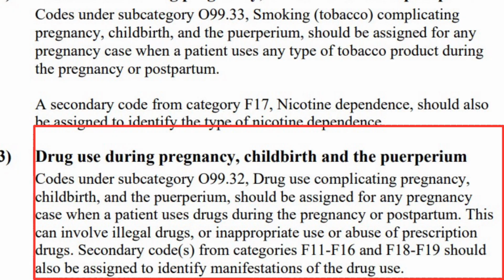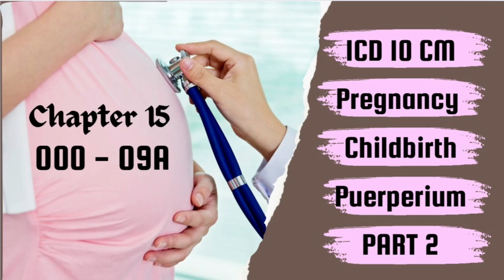The secondary diagnosis will be from the F11 to F16 series and F18 to F19 to identify the manifestation of the drug use. So this is simple. There are only 3 diagnoses: O99.31 for alcohol use during pregnancy, childbirth, puerperium. For the drug use, it is O99.32. For the tobacco use, it is O99.33. And there will be additional diagnoses to identify the manifestation of this usage.